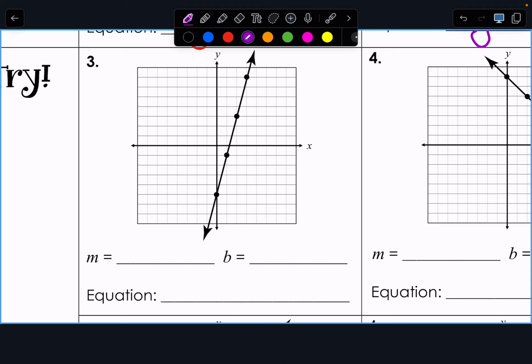How many are you going to do? 4 over 1. And then over. So 4 over 1.